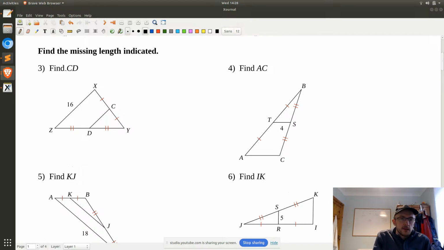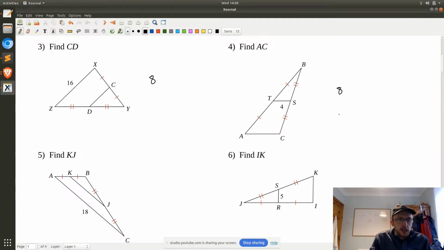Find CD. In other words, find the length of the line segment CD. That should be 1/2 of 16, which is 8. Find the length of the line segment AC. That should be twice 4, which is 8 as well. Find the length of the line segment KJ. By the mid-segment theorem, that should be 9. And find the length of the line segment IK. By the mid-segment theorem, that should be 10. And we check, and that's correct.